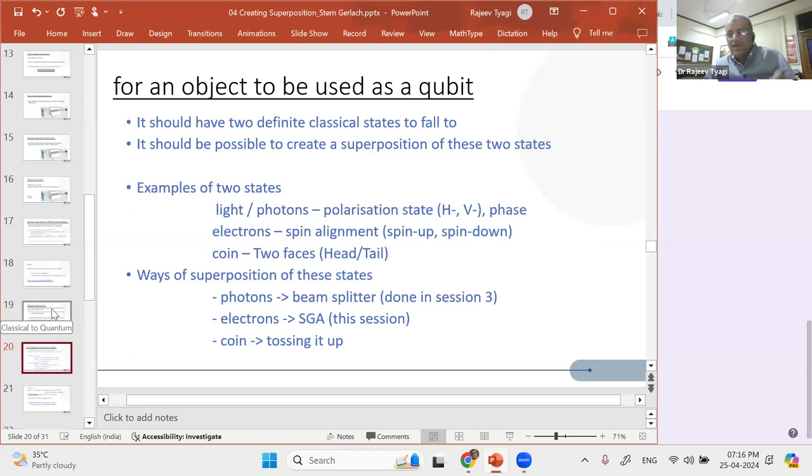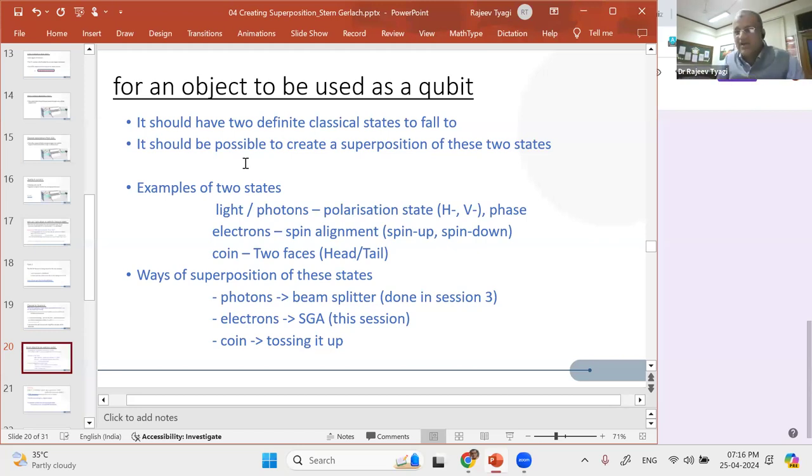Now, we said in the beginning that we'll see what makes something a suitable candidate for a qubit. For an object to be used as a qubit, first, it should have two definite classical states to fall to. Second, it should be possible to create a superposition of these two states. If it is not possible, forget about it. For example, in a circuit, current flows or current doesn't flow, so two states. Someone can say there can be three: current flows, current doesn't flow, and current flows in the opposite direction.